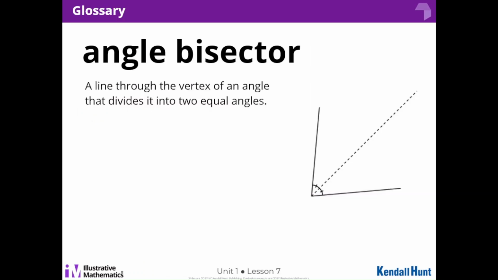Our first glossary term is angle bisector. This is a line or line segment that divides an angle into two equal angles. So in this example here, if we were to say that this angle was 80 degrees, then that dashed line is the angle bisector that divides it into two 40-degree angles.